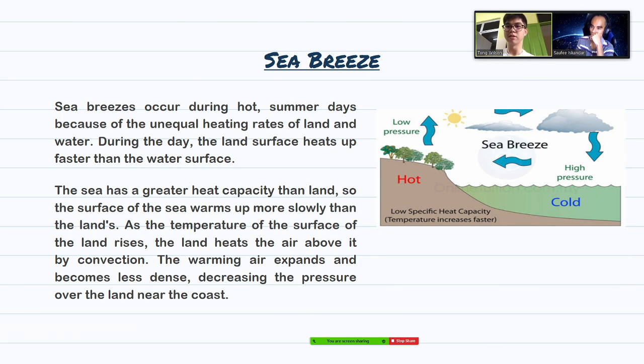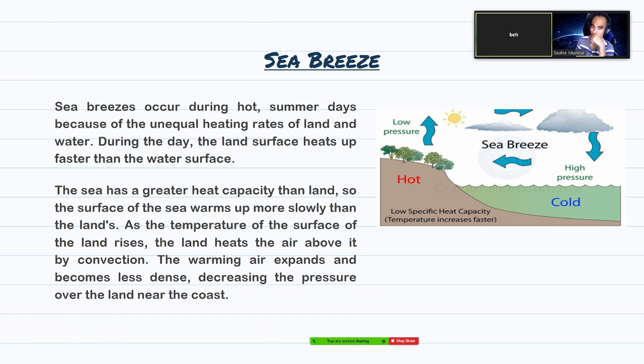Okay. Sea breezes occur during hot summer days because of the unequal heating rates of land and water. During the day, the land surface heats up faster than the water surface. The sea has a greater heat capacity than land, so the surface of the sea warms up more slowly than the land. As the temperature of the surface of the land rises, the land heats the air above it by convection. The warming air expands and becomes less dense, decreasing the pressure over the land near the coast. So that's why the wind is blowing.